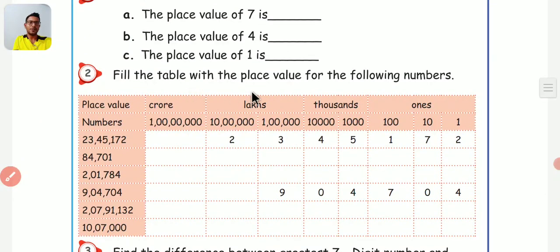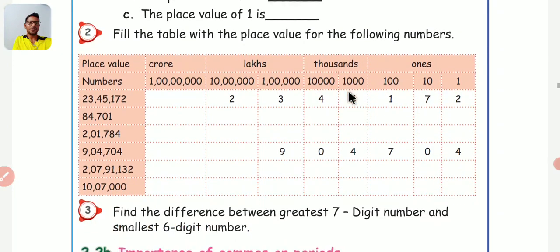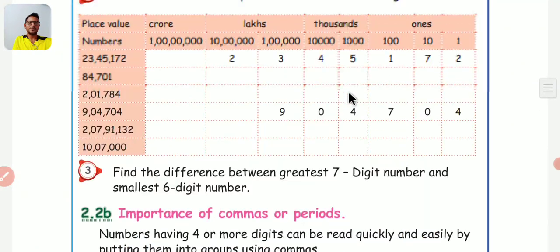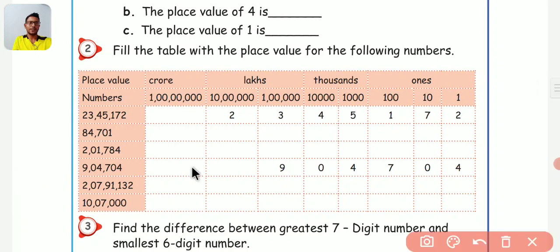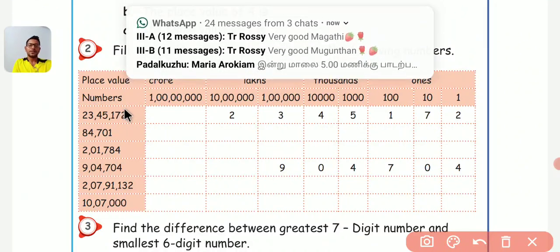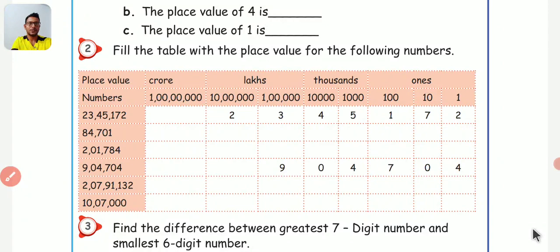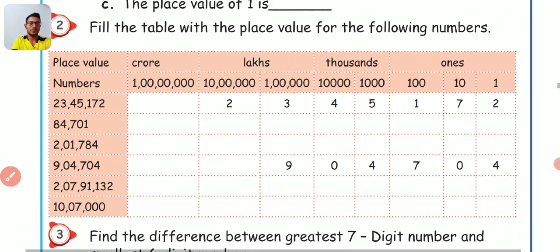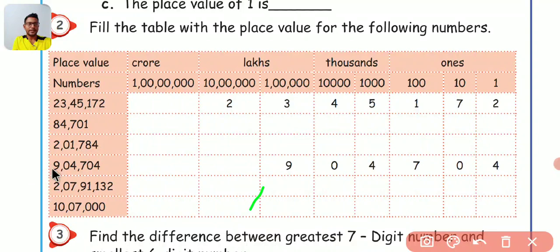So fill in the table with the place value for the following numbers. Here they are giving numbers, so we have to write the place value. So now I am going to write the place value. First one they are doing for us. Okay, what is the place of 2?